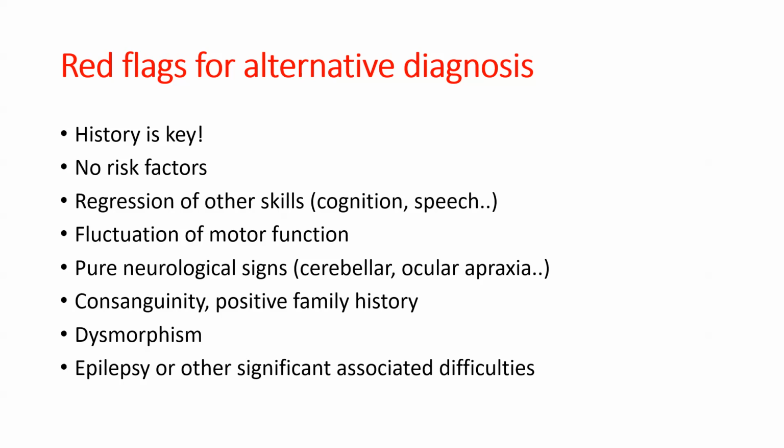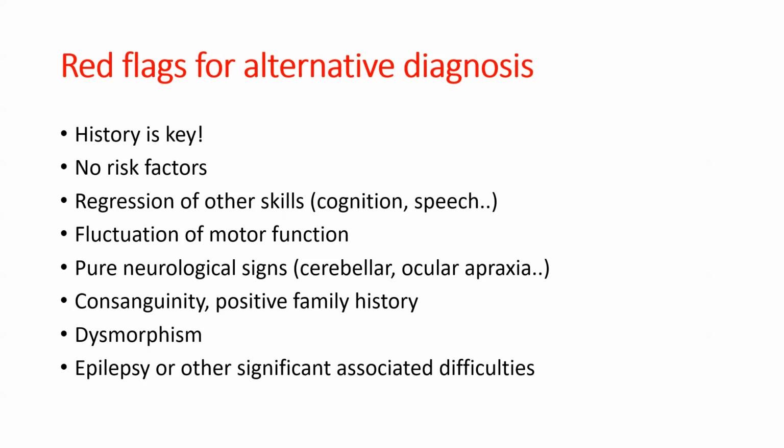Similarly, they may have regression of other skills. Previously, they used to understand speech very well. Suddenly, they stopped understanding speech. They don't seem to be understanding anything taught in school. And if there is regression of other skills, immediately your red flag should be, could this be any other neuroregressive disorder?